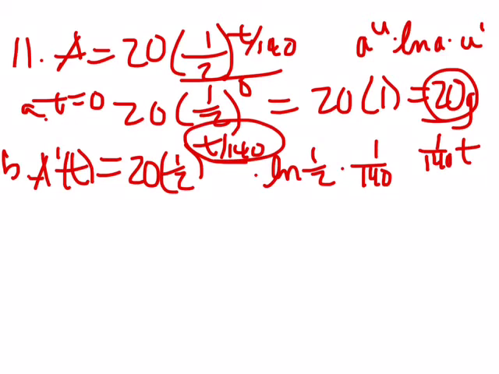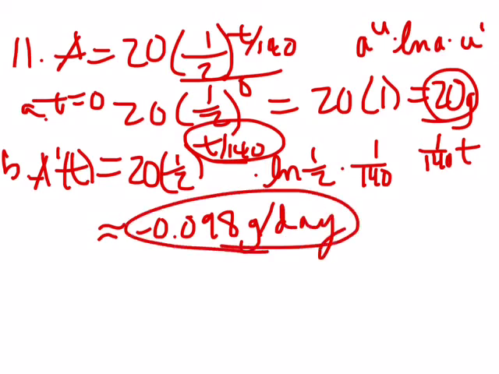Okay, so then I just plug in 2. And when you plug in 2, you get -0.098. That's grams per day. So try that out, you plug in 2.